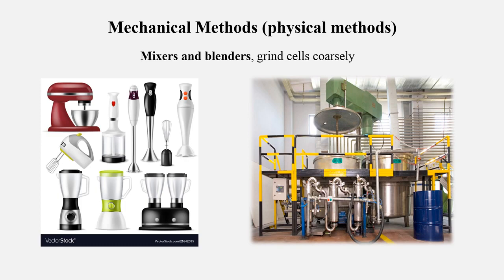Now I will show you some pictures for each disruption method, just to keep you aware about what we're talking about. Mixers and blenders grind cell coarsely. Picture on the left show the different types of blenders that use for small scale production, while the picture on the right show a giant blender for large scale production.